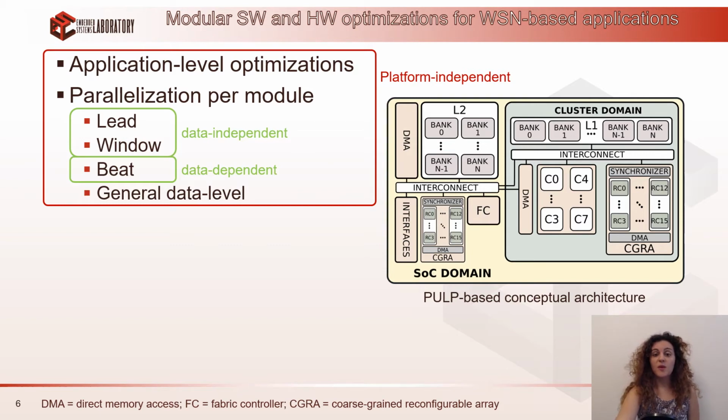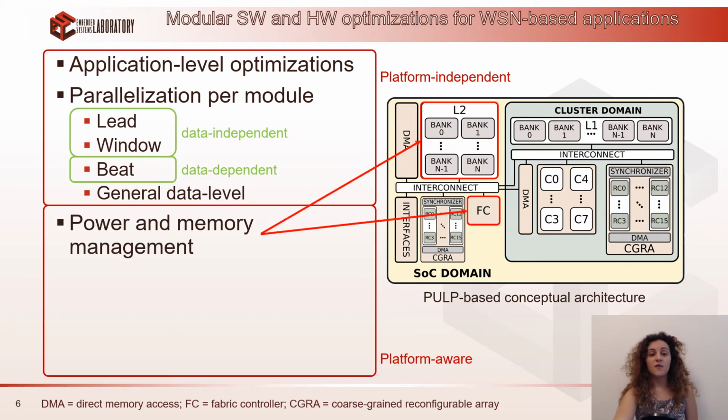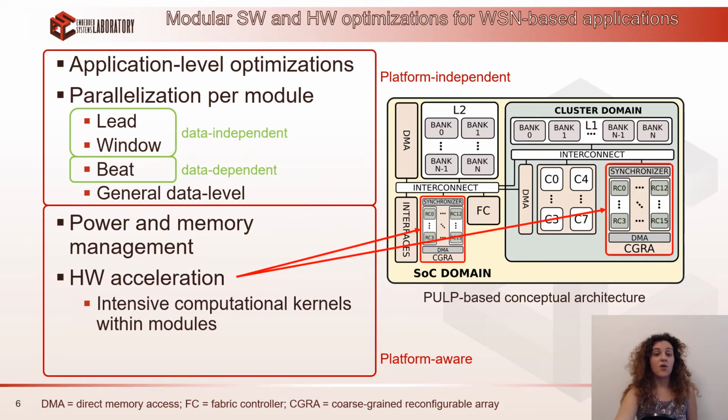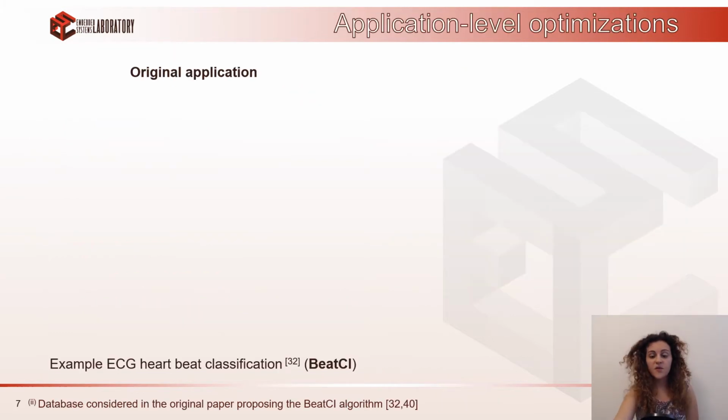These are what we call platform-independent optimizations. Then we also propose platform-aware optimizations, first power and memory management, and then hardware acceleration of intensive computational kernels within the modules. On the right, we show the conceptual architecture that is based on PULP, and we will use it throughout the presentation.